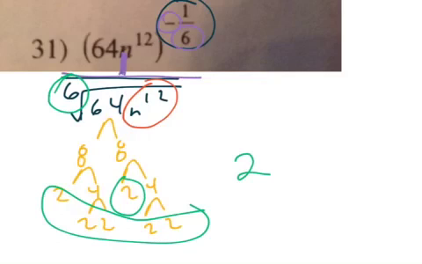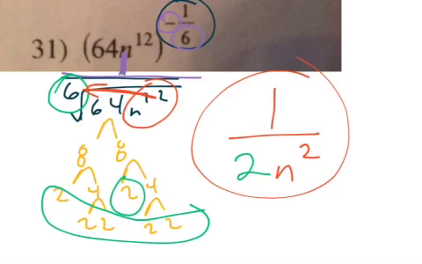Now, what about the n to the 12th here? Again, I could write it out, but if you remember the last video, couldn't we just do 12 divided by 6, right? And so, therefore, we end up with n to the 2nd, or n squared. Now, let's not forget we also have a reciprocal. So our final answer is 1 over 2n squared. Again, pause the video if you need to.